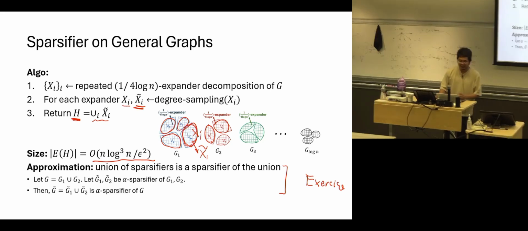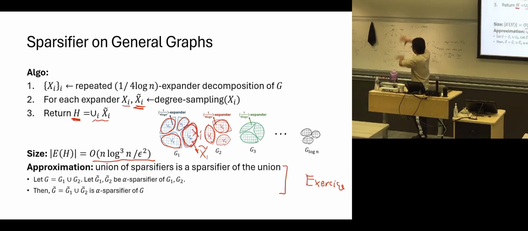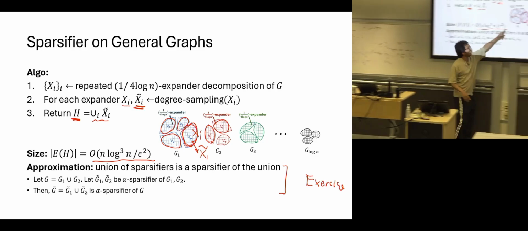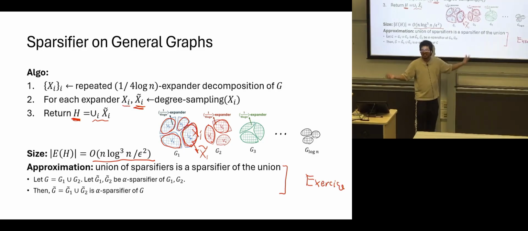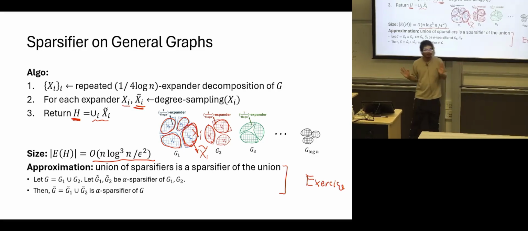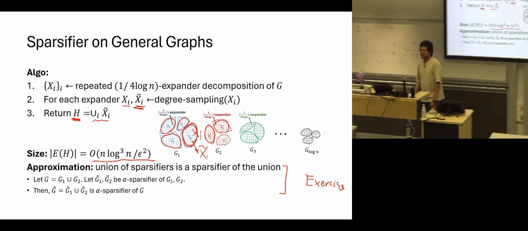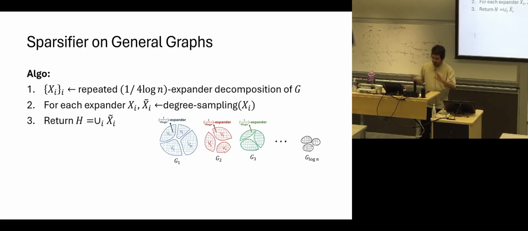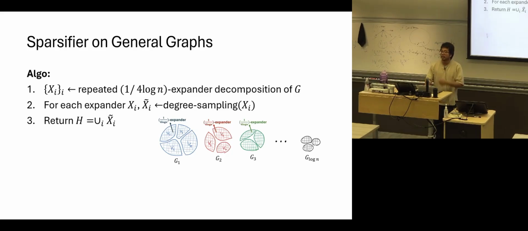So in this case, it's just a partition into 2 parts, sparsify each part, and union them. It works. But here we partition it into many parts, and we just apply the same argument many times. So I hope you are convinced.